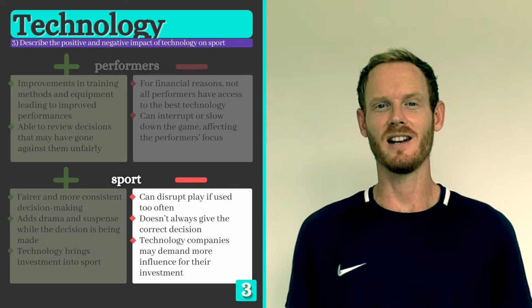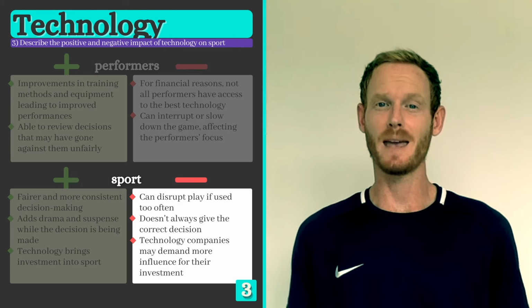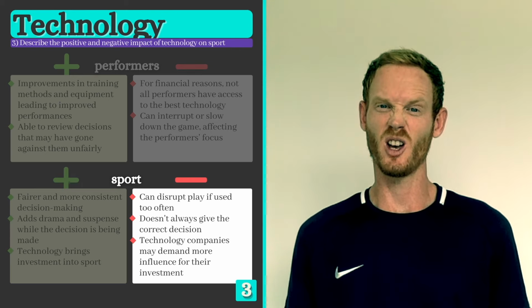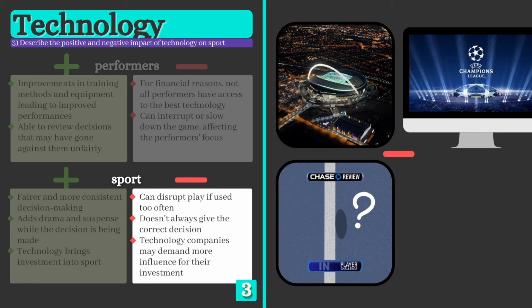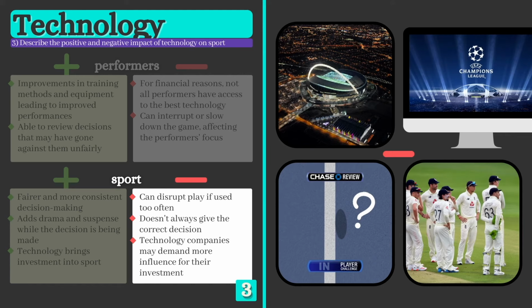On the other hand, investors such as media companies may demand more influence in return for their investment, which could lead to changes in the timings of games and more advertisement breaks. In addition, decision-making technologies are not 100% accurate, meaning incorrect decisions are still made, and in some cases they take time and may break up the flow of the game.